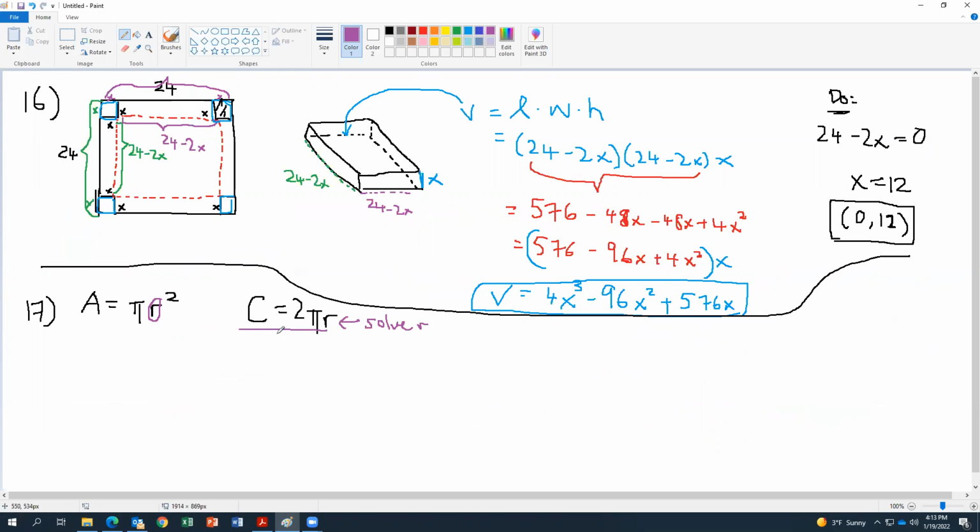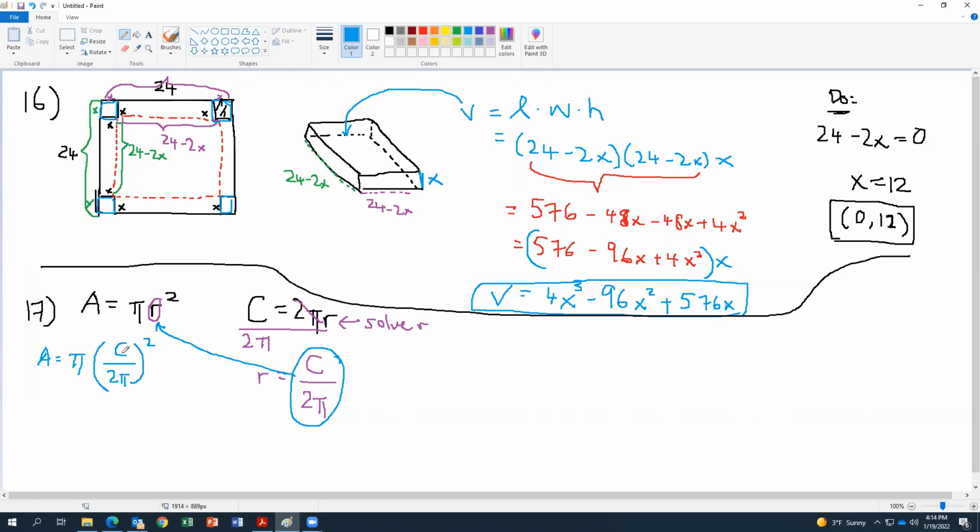So I will divide both sides by 2 pi. So r in this case is circumference over 2 pi. And what I do is I plug this into my r. So my area in this case is pi times (c over 2 pi) squared. Okay, I plug the radius into this formula.